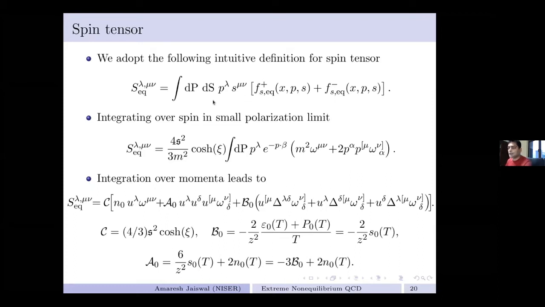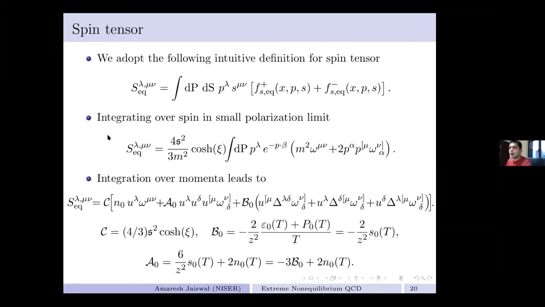And then again, in the linear or small polarization limit, one can do the integral and one obtains this expression. The expression I show here is the one we obtain for the ideal spin tensor. Here the square brackets on indices mean anti-symmetrization of those indices, and then there are the coefficients which are given here.